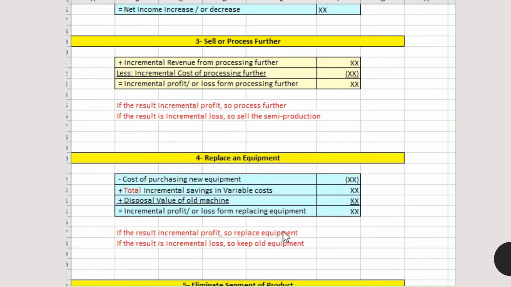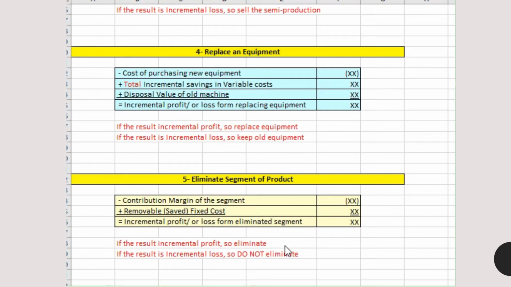Another example might be where you want to replace equipment, and there's a cost of purchasing equipment. There might be incremental savings in variable costs. You might also have disposal value of the old machine, so you have an incremental profit or loss from replacing equipment. If it's an incremental profit, you should replace the equipment. And last, you may want to eliminate a segment of your product lines, and you look at the lost contribution margin of that segment plus any removable or saved fixed costs equals the incremental profit or loss from the eliminated segment.